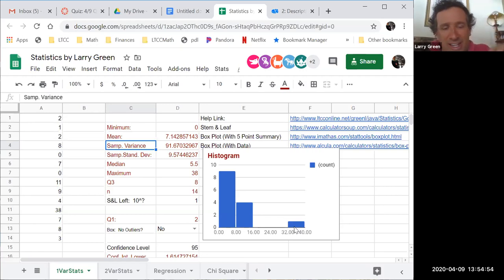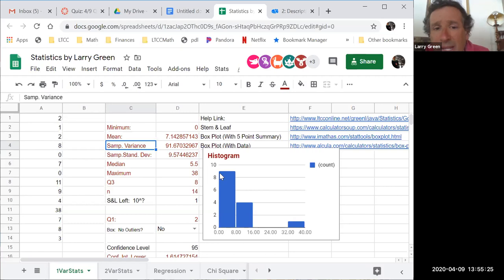So we see this, and what do you notice about the bars? Hopefully you know how to read this. What this means is between 0 and 8, there were 9 people in that category that have between 0 and 8 pets. And then there were 4 people that had between 8 and 16 pets. And then there was 1 person that had between 32 and 40 pets in their lifetime. Is that clear?